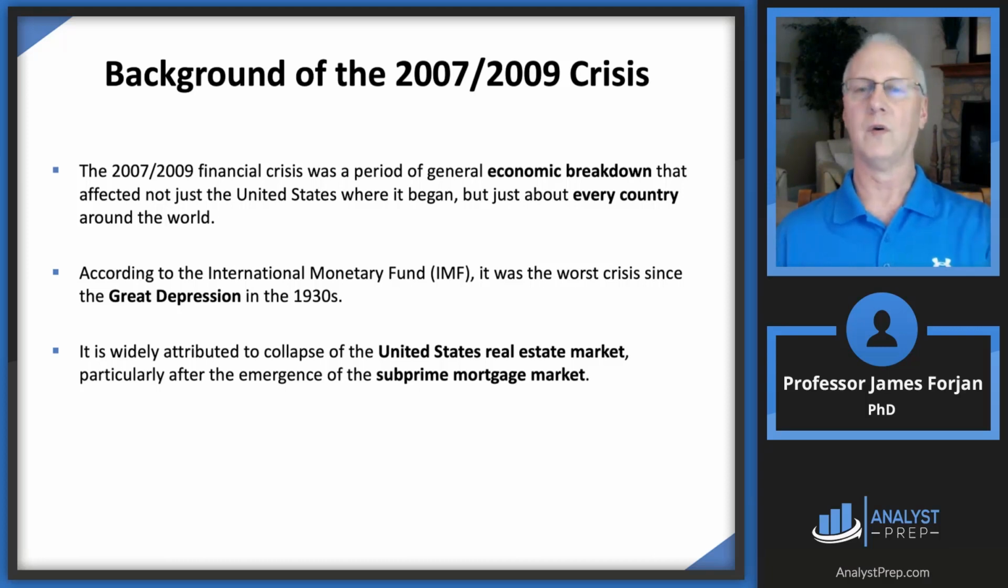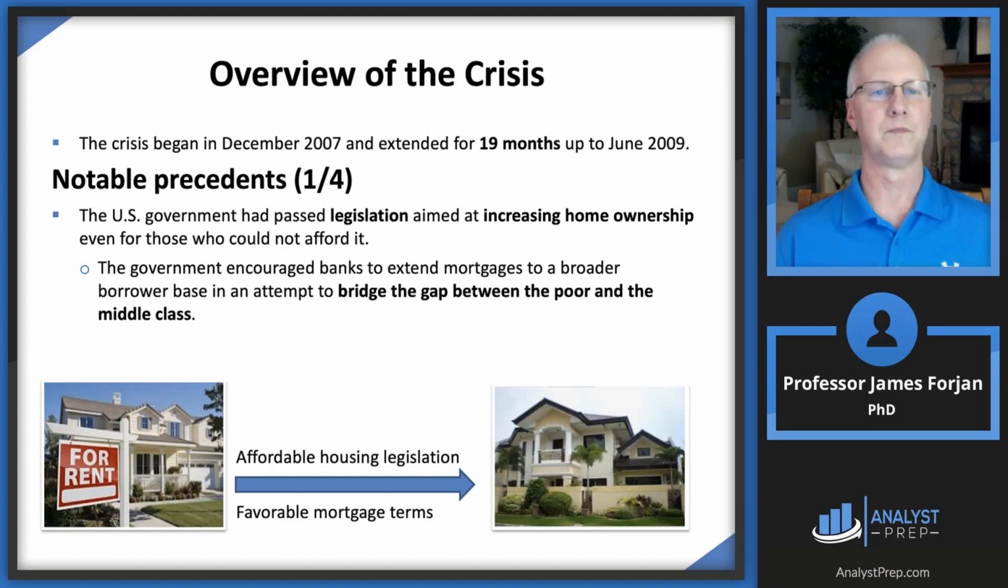And of course, what we're doing, as we did back in the previous chapter, is attributing that it started and maybe ended inside the U.S. real estate market, in particular because of the emergence of subprime mortgages and the proliferation of these mortgages. All right, let's go back to December of 2007 and then extend ourselves 19 months to 2009. That's kind of the general time period that most people view as the chronology of the crisis.